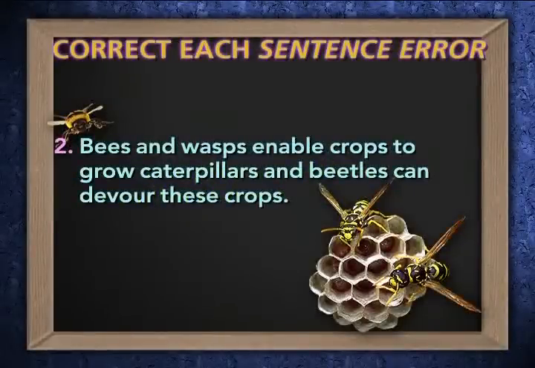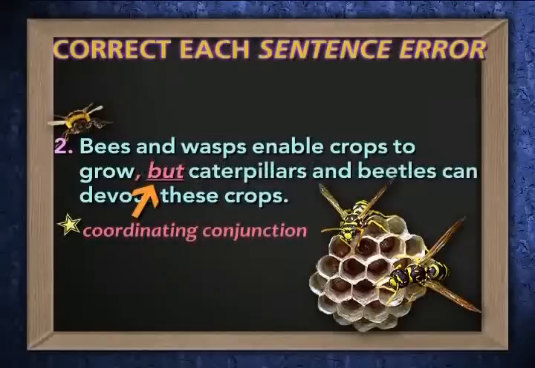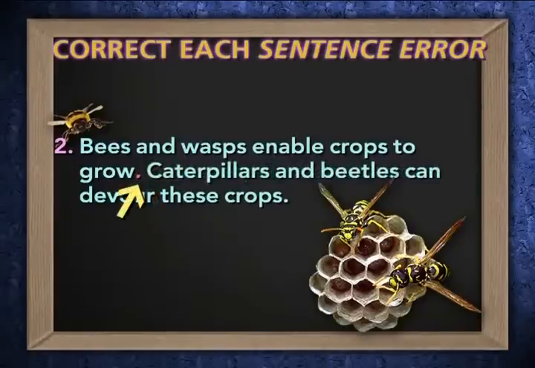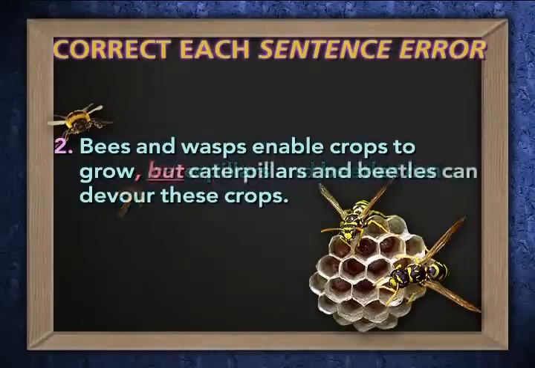Bees and wasps enable crops to grow, comma, but caterpillars and beetles can devour these crops. I like the but. I like the contrast. To me, it makes a lot of sense. I could have put a period there, but that would have made a rather choppy sentence, and it wouldn't have had as much logic to it. I could also put a semicolon there if I had wanted to, but I like it with the but because I like to show result. The second part of the sentence now explains the first part of the sentence.